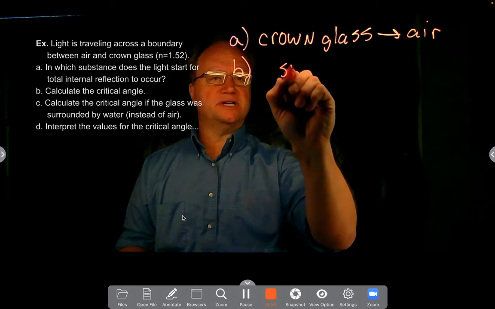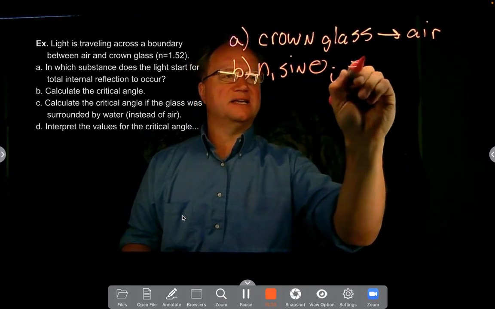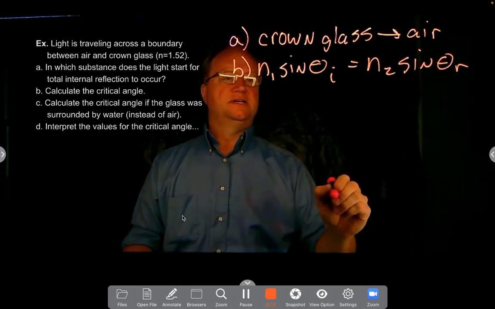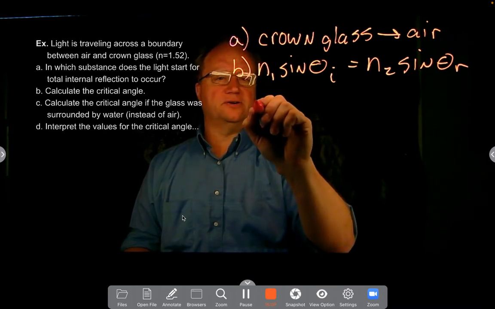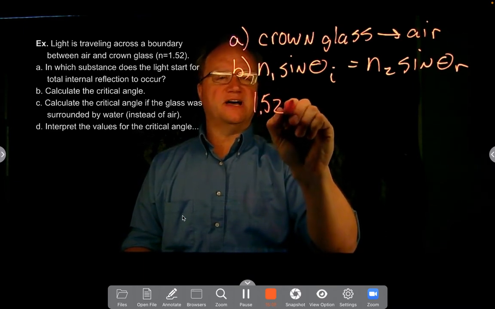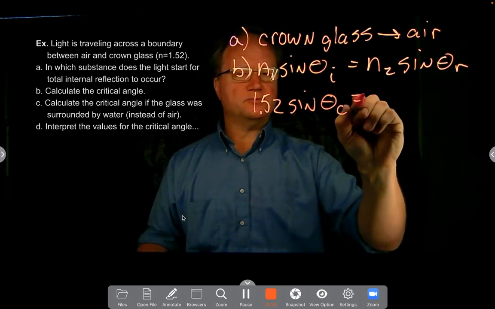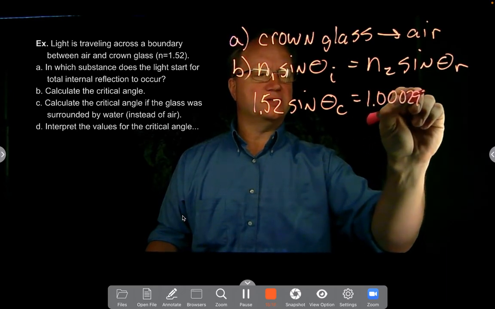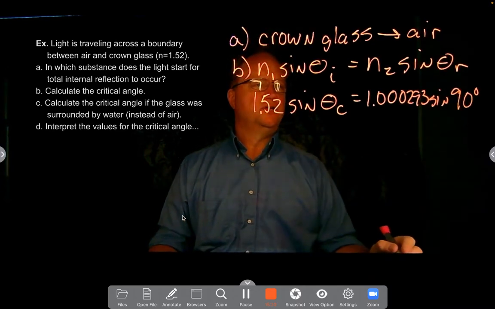In B, we want to calculate the critical angle. So then we're going to use Snell's law: N1 sine theta I equals N2 sine theta R. But we want to put 90 degrees in for theta R. So plugging in our numbers, 1.52 sine theta C is equal to 1.000293 sine 90 degrees. Well, sine of 90 degrees is just 1.